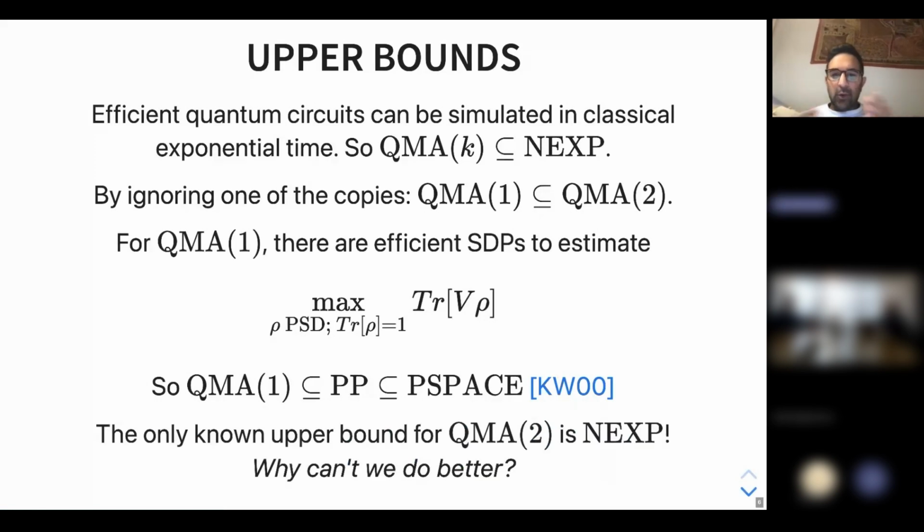However, we have no idea how to do this for QMA2. Once you have that separability condition, where you have, let's say, rho 1 tensor rho 2, we don't know an efficient way to estimate this value. And actually, despite many, many attempts, no one's been able to come up with a better upper bound for QMA2. So it might be that the extra copy is giving you a lot of power, but we haven't been able to nail it down yet.